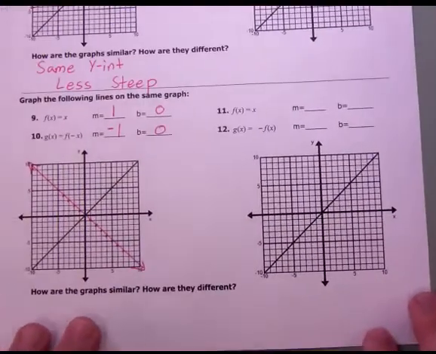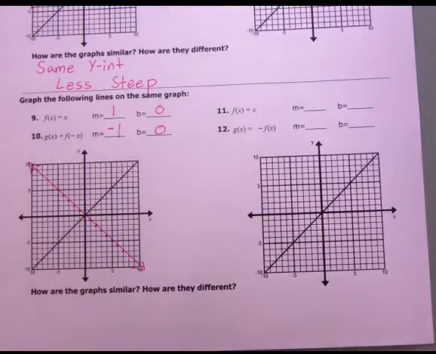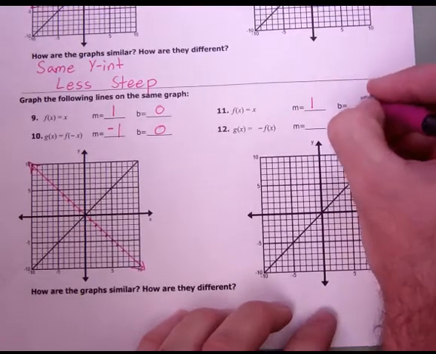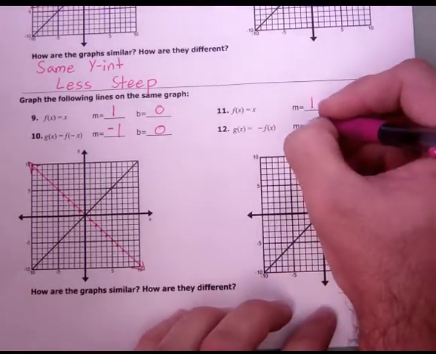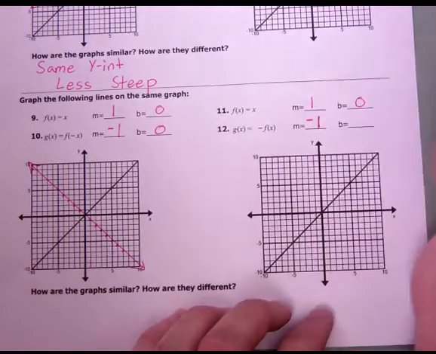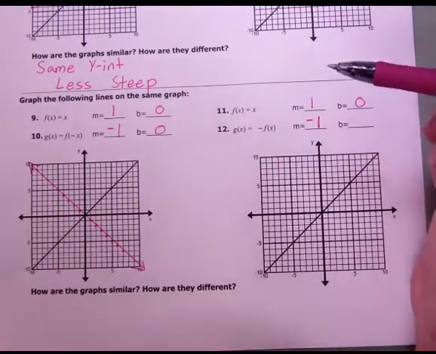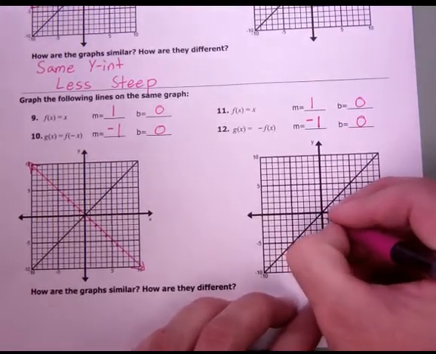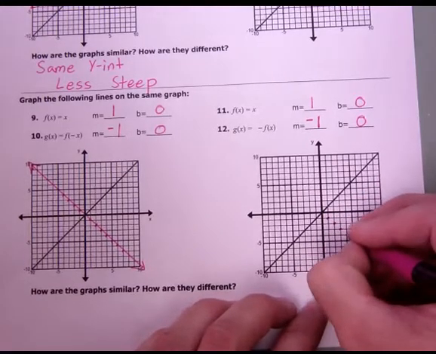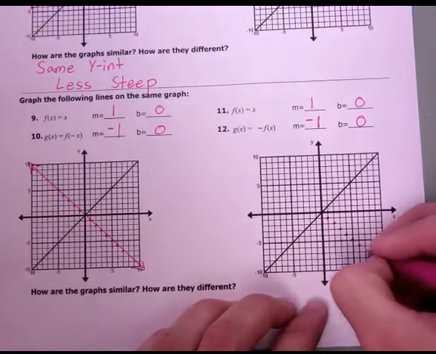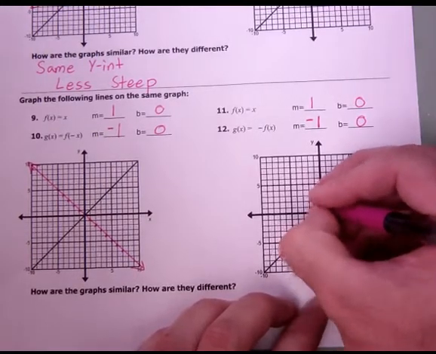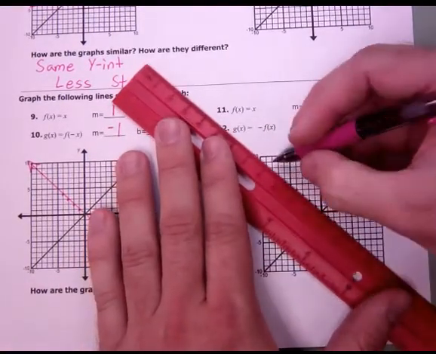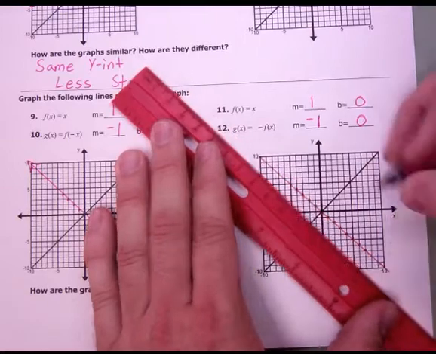11 and 12. Now the negative's on the outside, but it's still going to treat it the same exact way. So we have a slope of 1, a y-intercept of 0. Now our slope is now -1. Right? And our y-intercept is still 0. So it's going to look the exact same. There we go.